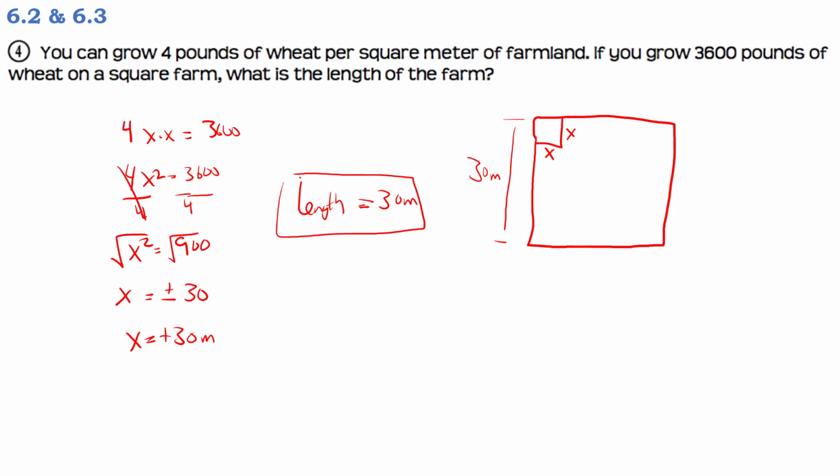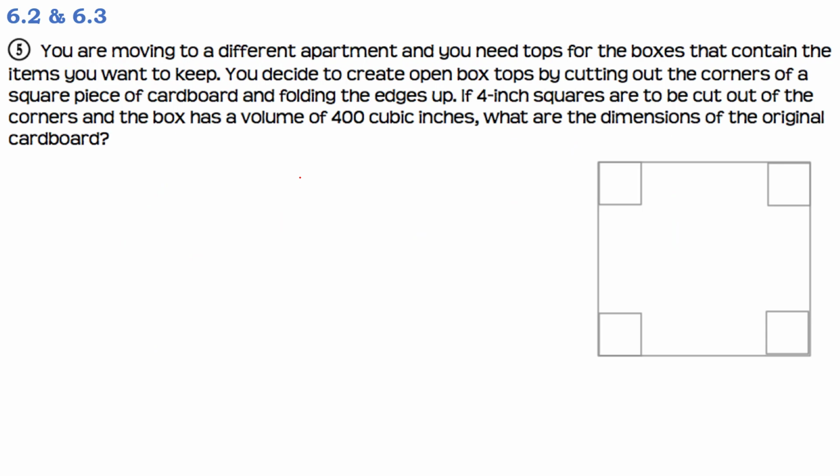Okay, so let's do another problem. You're moving to a different apartment and you need boxes to contain the items you want to keep. So you decide to create open boxes by cutting out the corners of square pieces. Let me reread that. You decide to create open boxes by cutting out the corners of a square piece of cardboard and folding the edges up. If 4-inch squares are to be cut out of the corners and the box has a volume of 400 cubic inches, what are the dimensions of the original?